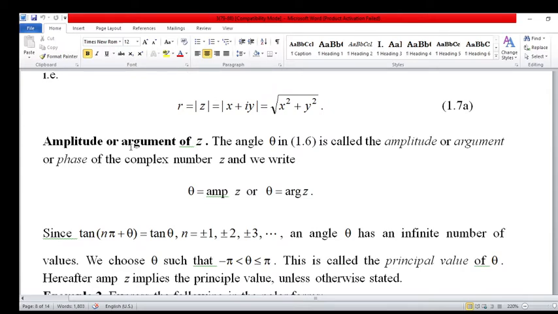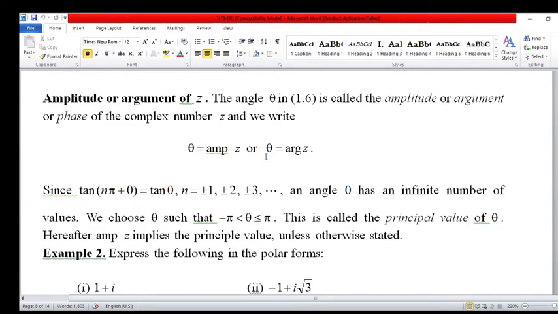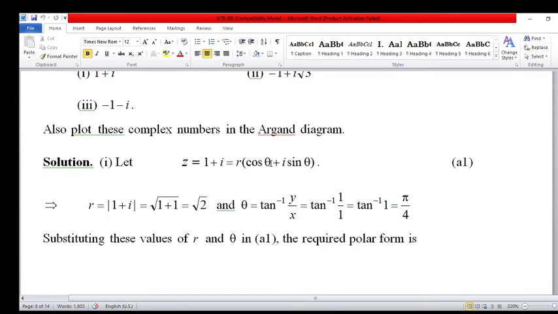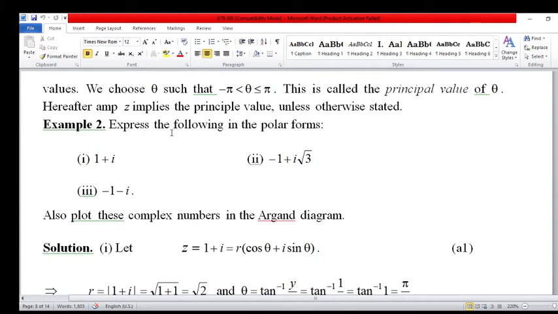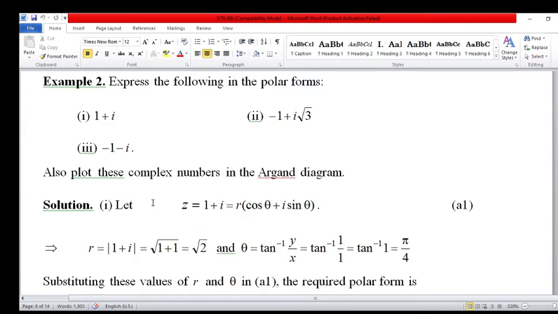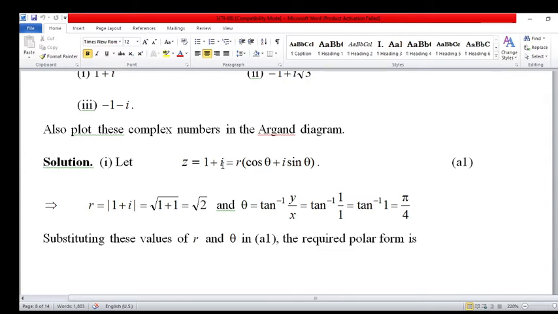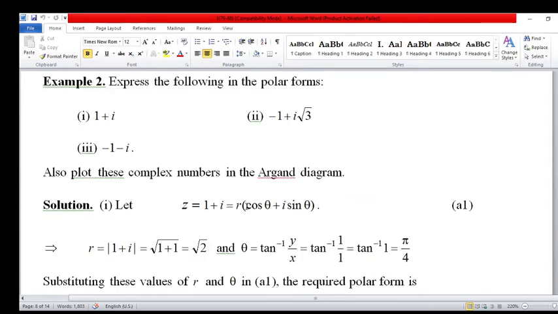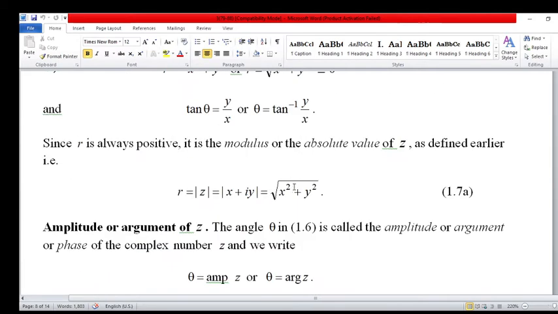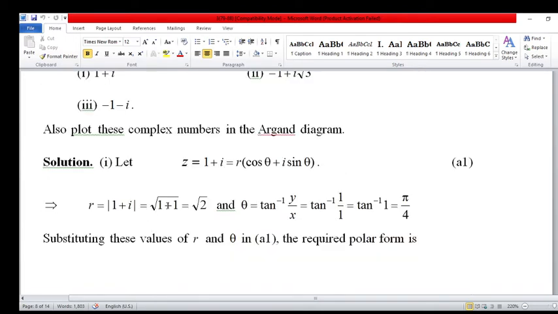Now amplitude or argument of z, this is for you. Here is an example: express the following in polar form. This is the Cartesian form converted into polar form. Now we take first z is equal to 1 plus i, and z is equal to r cos theta plus i r sin theta, and r is equal to mod of 1 plus i, which is under root x square plus y square, applying the formula here. So this is 1 plus 1, under root 2. r is equal to under root 2.